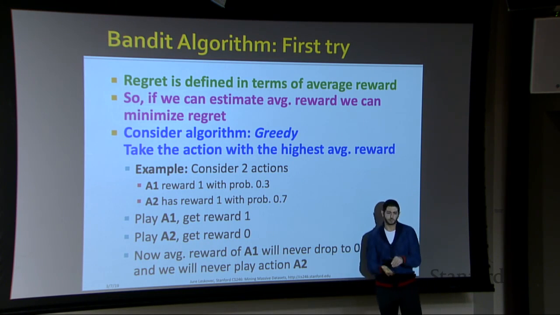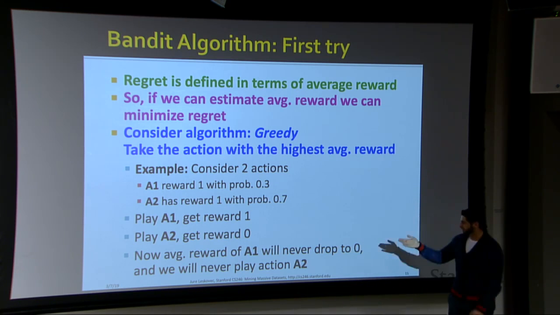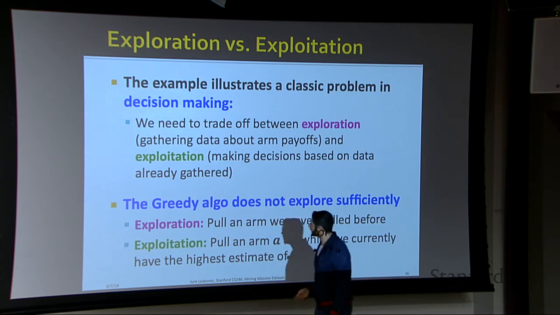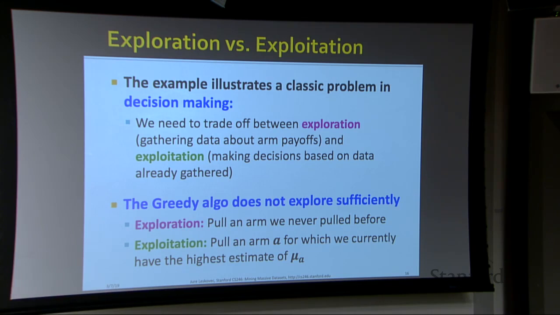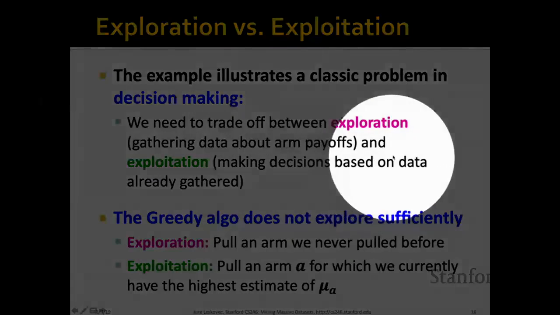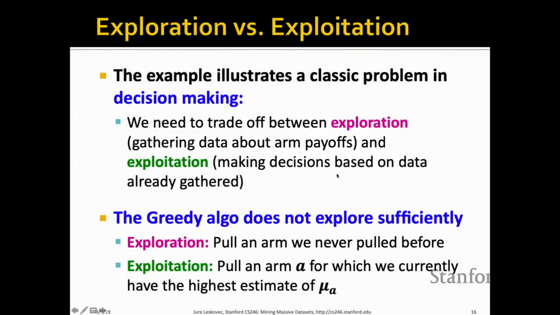So this is a pathological example. It's a very small one, but it highlights one of the main shortcomings of the greedy algorithm, that it can basically converge into a solution that is not optimal. Okay? And this is not uncommon in decision making. It's a very classic problem. And as I was mentioning before, whenever you're making a decision, you want to be finding a trade-off between the exploration part, when you're gathering data about the arm payoffs, and the exploitation, which is making decisions based on the data that you already gathered.